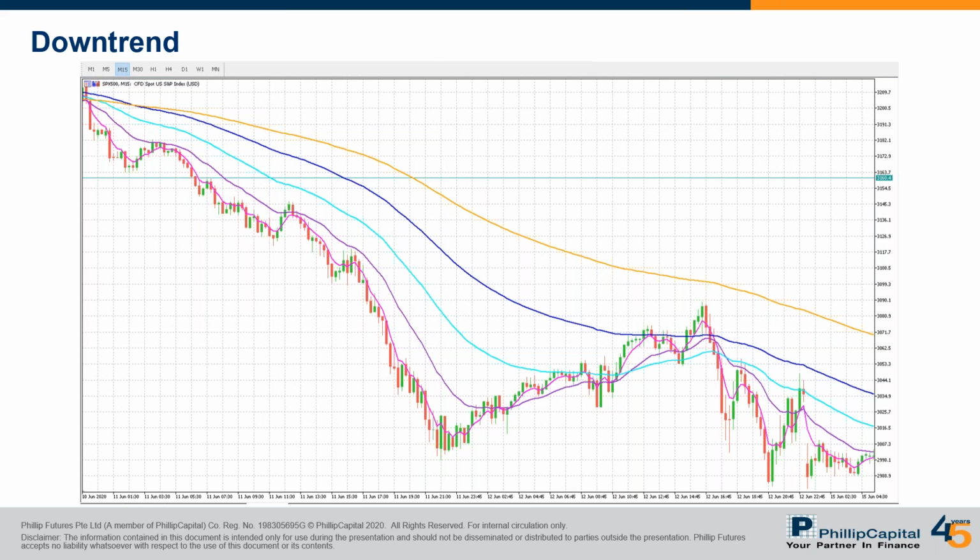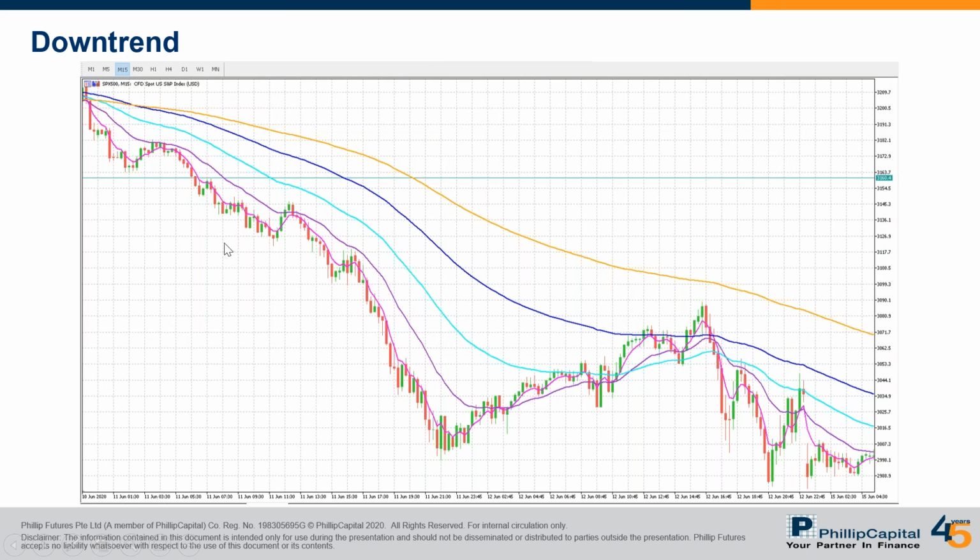Once again, let me just repeat one more time. Once we see the starting sequence of 5 below 20, 20 below 50, 50 below 100, and 100 below 200, that is the starting point of a downtrend. It will continue to be a downtrend until the candles, the price, move above the EMA 200, which is the orange line. I hope I'm clear, but no worry, we'll see a lot of examples later on.